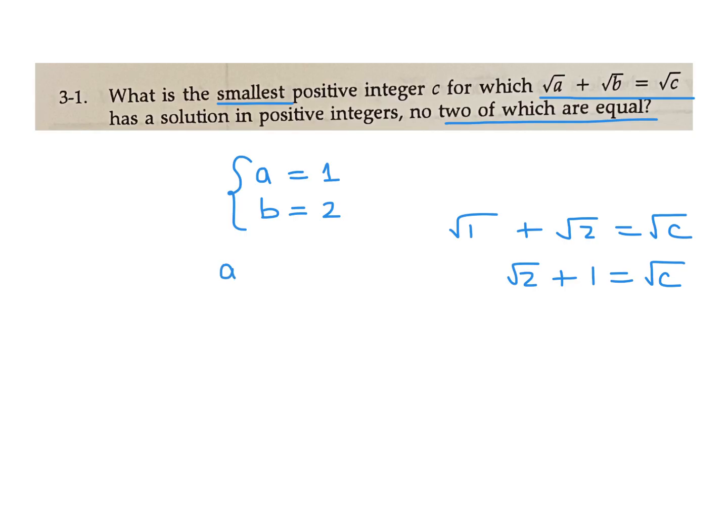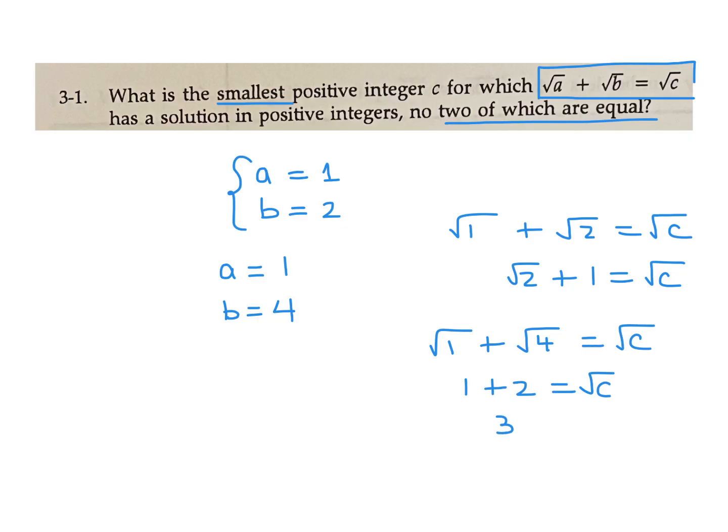Okay, I'm going to stick with 1 for a, but for b I'll choose the smallest perfect square other than 1, which would be 4, I guess. And let's see what happens now with this formula. So then now we have root 1 plus root 4 is root c. That's 1 plus 2 is root c. So 3 is root c, and therefore c would be 9. And therefore, that is the answer that they're looking for.